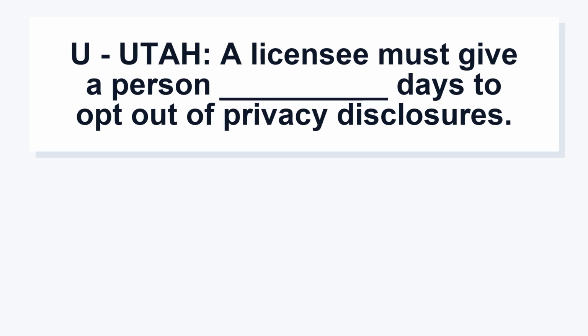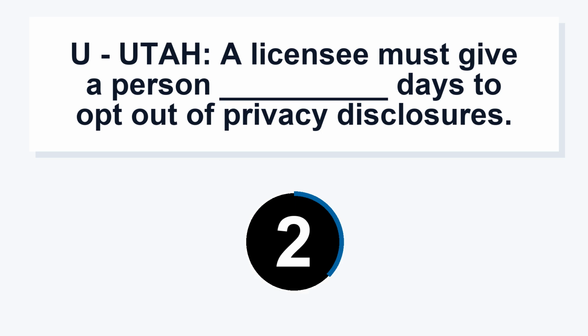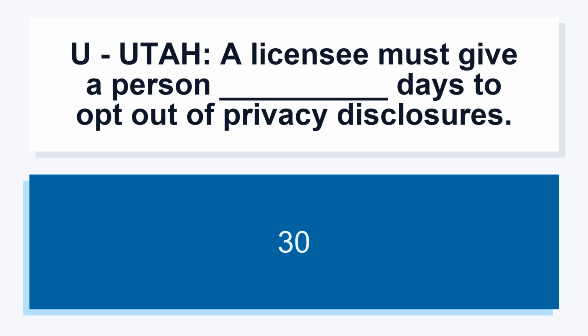Utah, a licensee must give a person ____ days to opt out of privacy disclosures. 30.